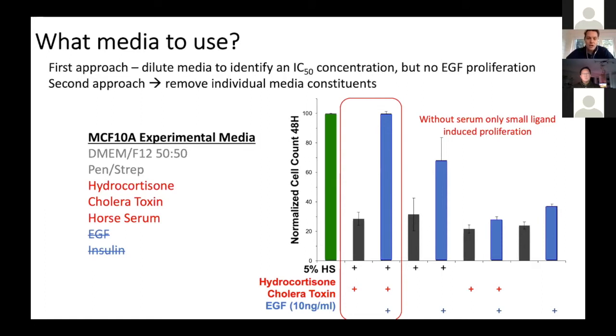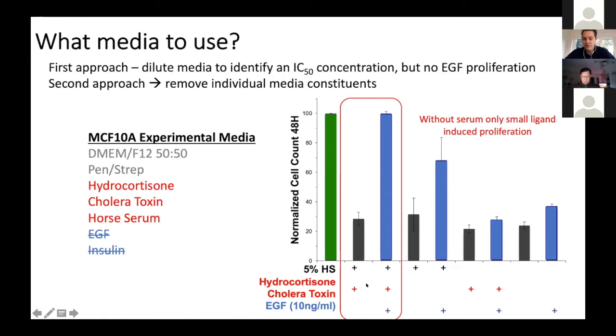And so then we engaged in a second approach, which was a more targeted approach where we removed individual media components. We tended to group these together: the hydrocortisone and the cholera toxin, horse serum standing on its own, and then EGF and insulin together. And we went about removing each of these individual components.